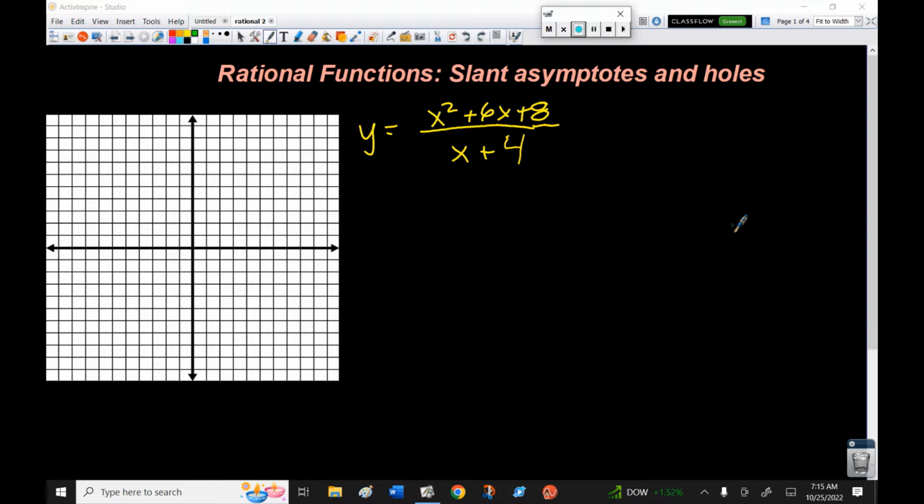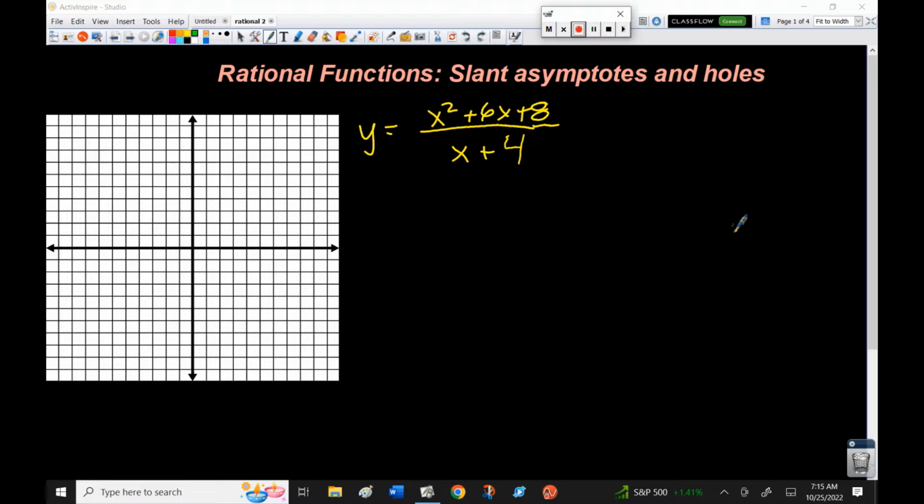For instance, look at this equation we have in front of us, y equals x squared plus 6x plus 8 over x plus 4. That looks very similar to something that has a hole or slant. By looking at it, we can't tell. We actually have to do some things to find out whether or not it has a hole or a slant asymptote. So, what we're going to ask ourselves is, can the numerator be factored?